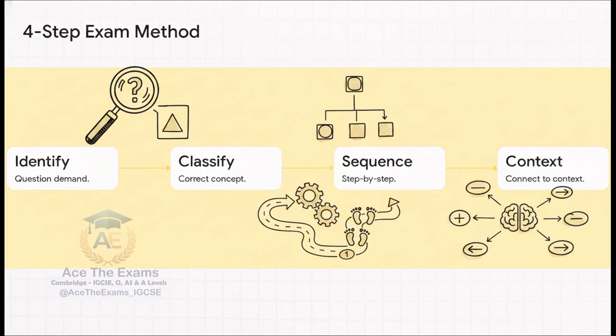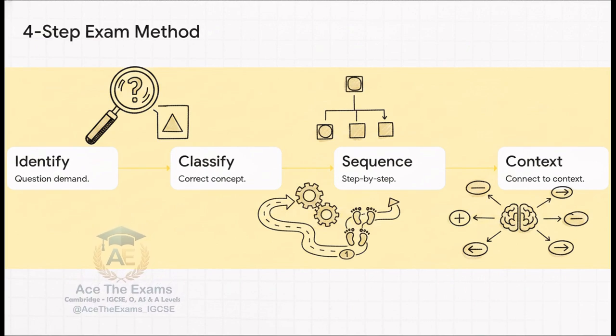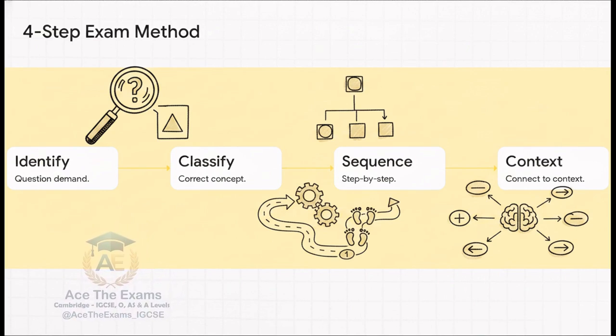Step 2, classify the correct concept. Step 3, explain the sequence step by step. So many computer science topics are process-based, so ordering your steps logically prevents you from jumping backward and forward, which totally breaks the flow of your answer.